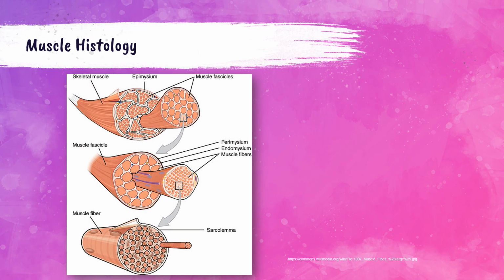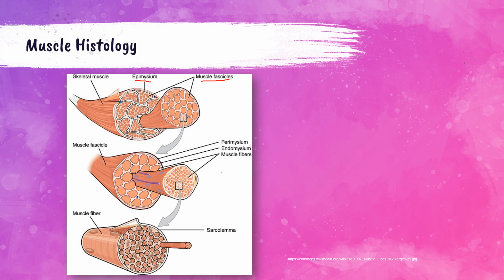So here is a drawing showing muscle fibers. This is a skeletal muscle on top here. You can see the epimysium here. Recall that the epimysium is the collagenous connective tissue sheath that surrounds the entire muscle. There are the muscle fascicles here, and those are bundles of muscle fibers.